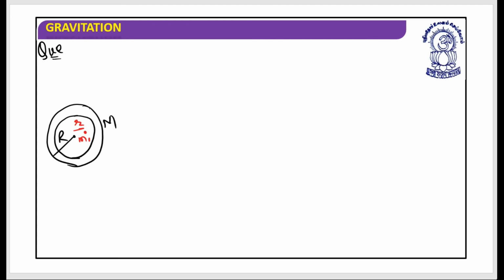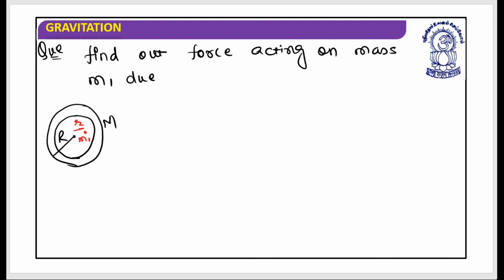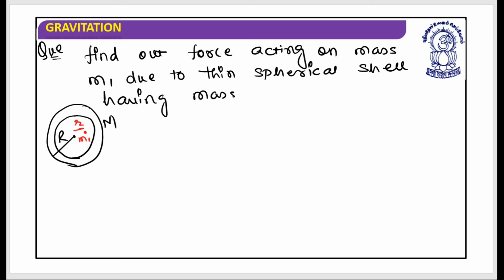So the question is: find out the force acting on mass m1 due to the thin spherical shell having mass m and radius r. How will you do this? What can be done?